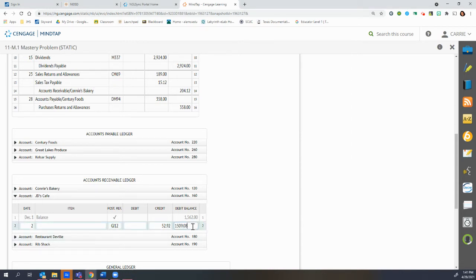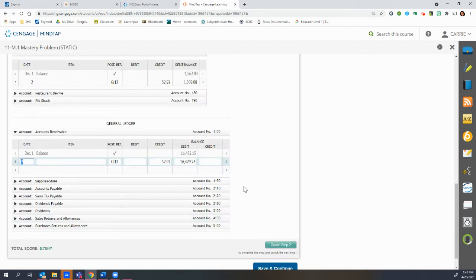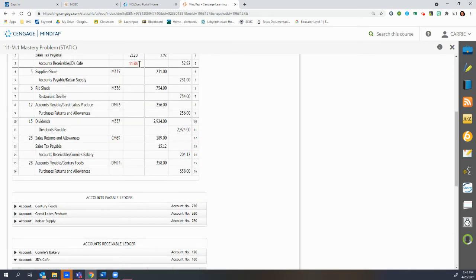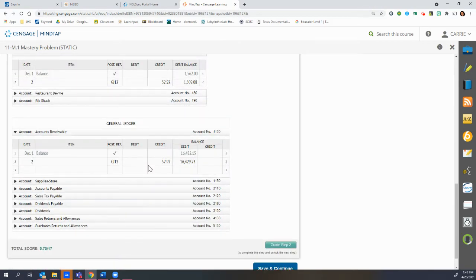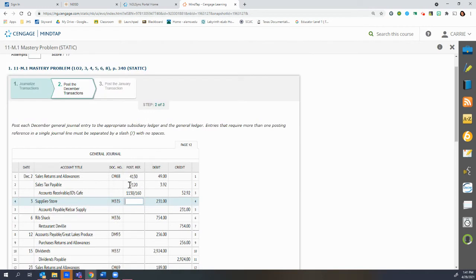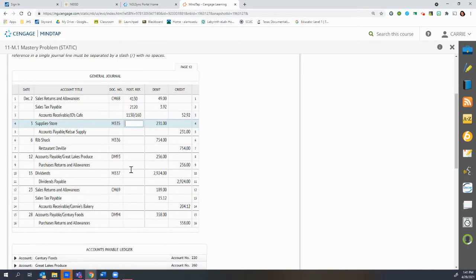1509.08. And then this account number of 160 comes up here after the dash. And then we keep going. Let me check this. I did do 52.92. And then we're going to just go through and do the same stuff on all of these. Does anybody need me to do that step by step?